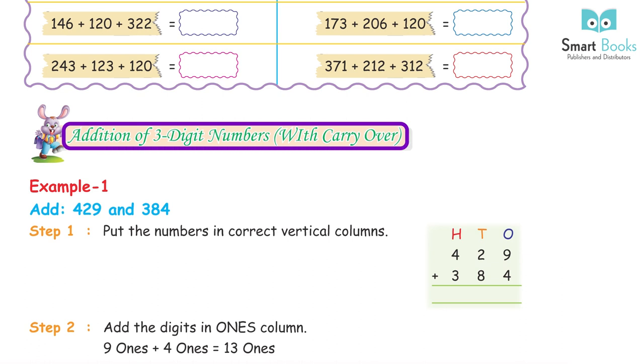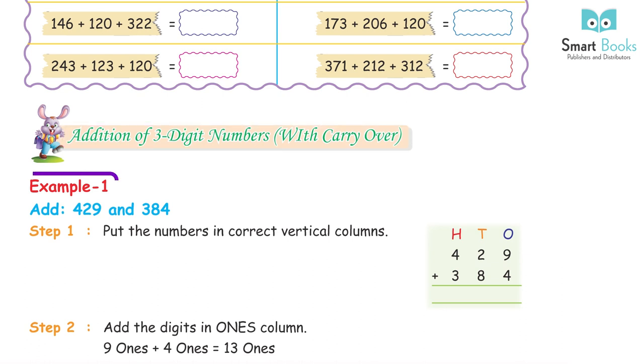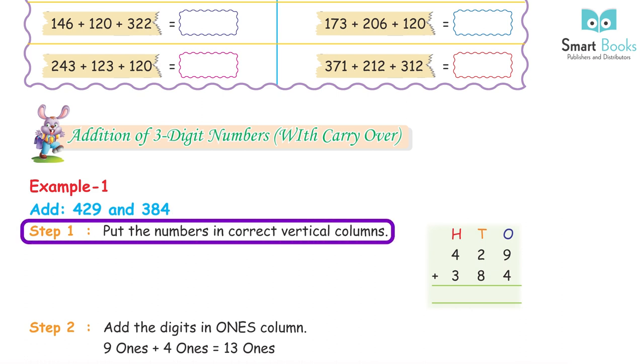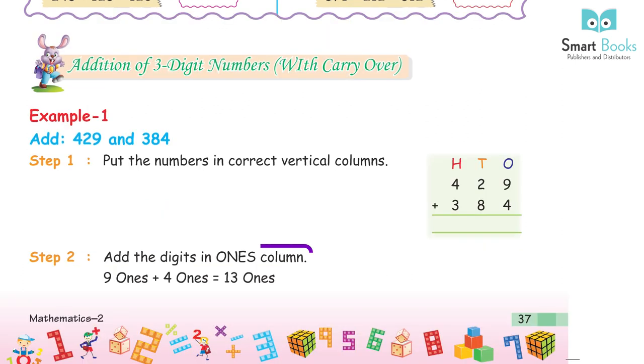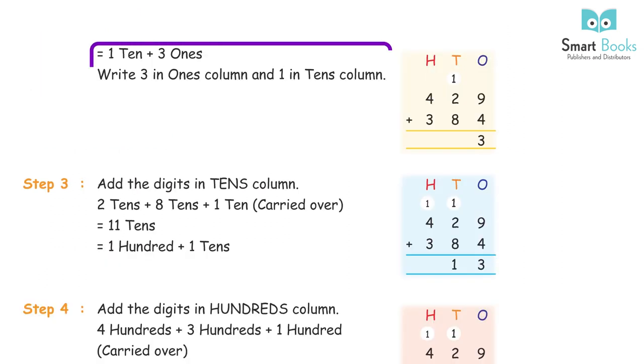Addition of 3 digit numbers with carry over. Example 1. Add 429 and 384. Step 1. Put the numbers in the correct vertical column. Step 2. Add the digits in the ones column. 9 ones plus 4 ones is equal to 13 ones, which is equal to 1 ten plus 3 ones. Write 3 in the ones column and 1 in the tens column.